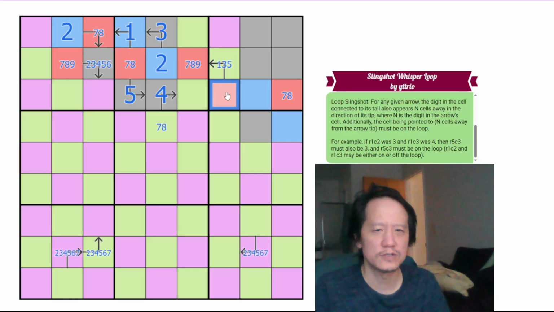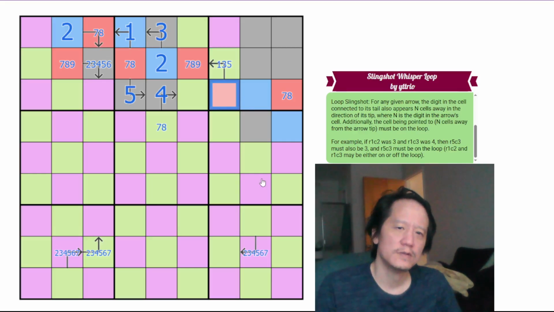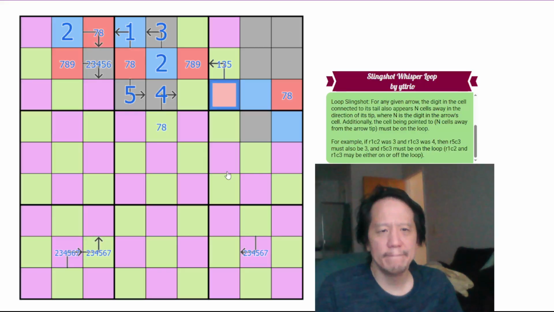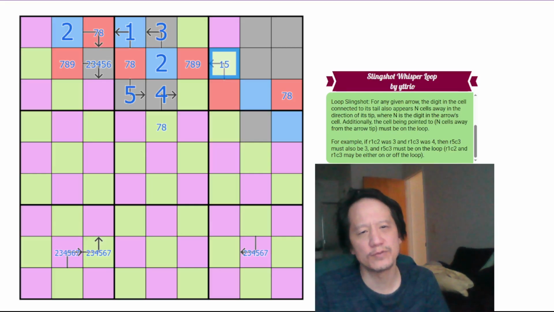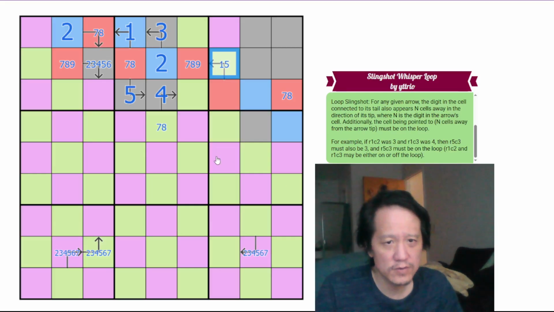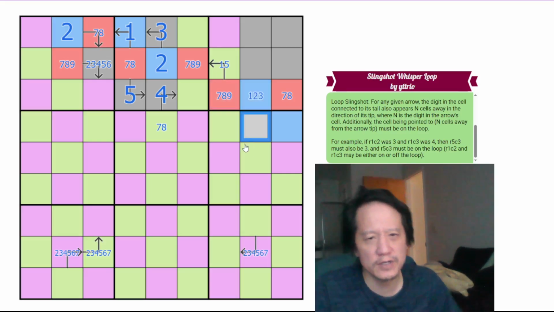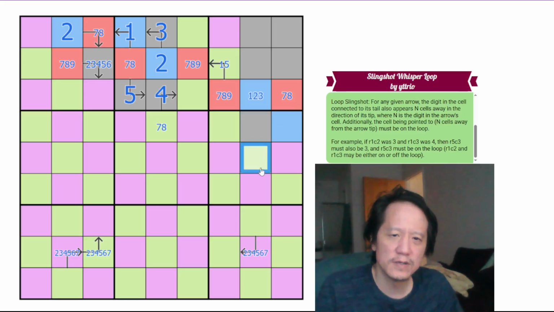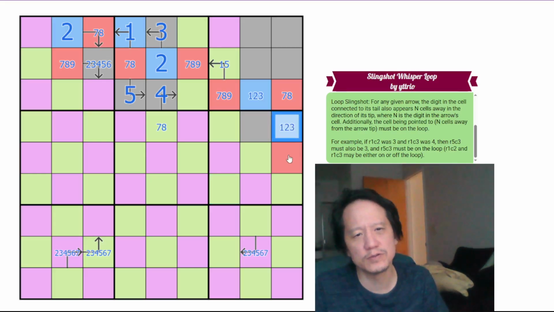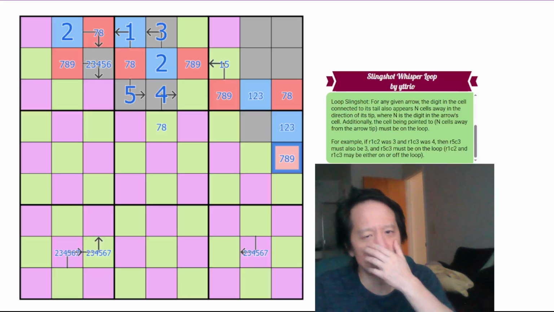Cannot be 2, 4, 6. It cannot be this one because this digit has to be here. So this cannot be 3. It would be 1 or 5. This would then be 7, 8, or 9. This would be 1, 2, or 3. This would not be on the loop. This would have to be on the loop. So far, that's looking okay. This could be 1, 2, or 3. This would be 7, 8, or 9.